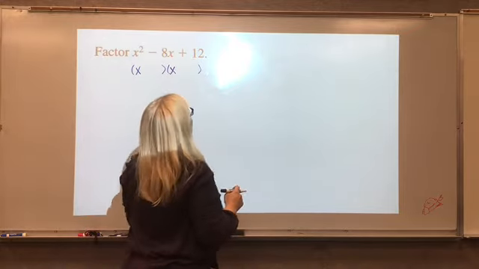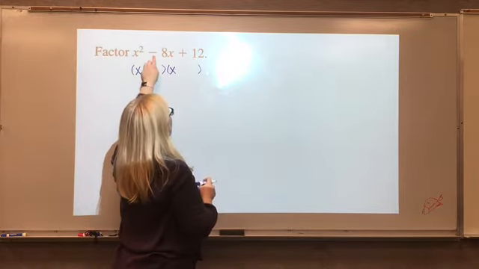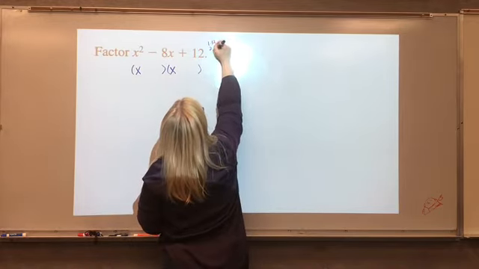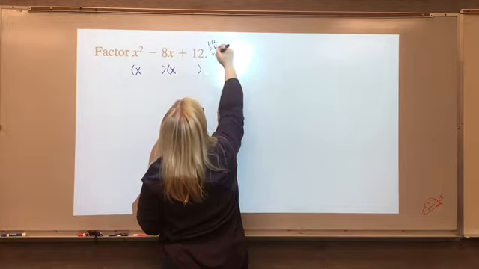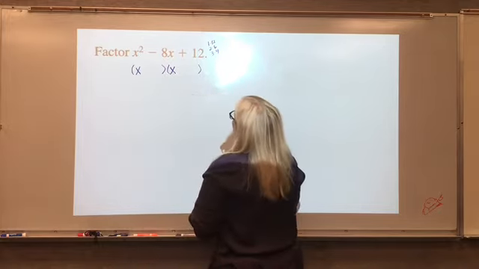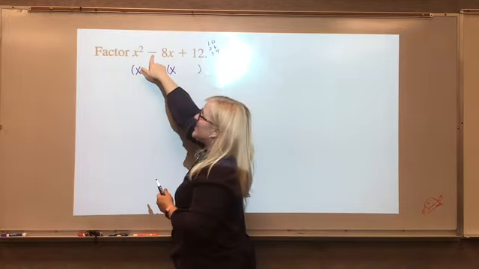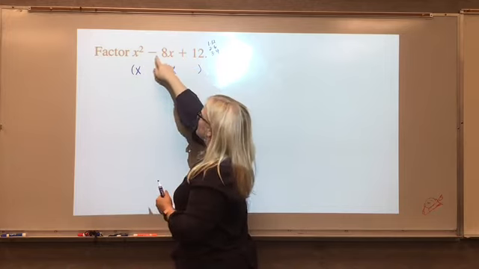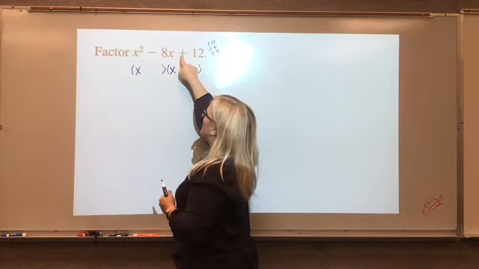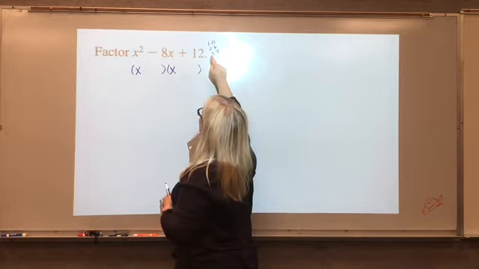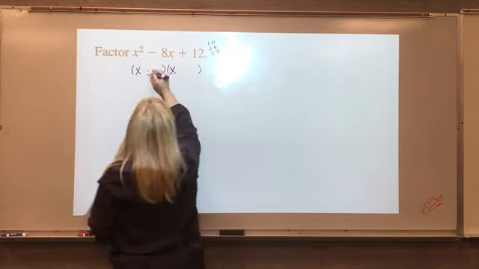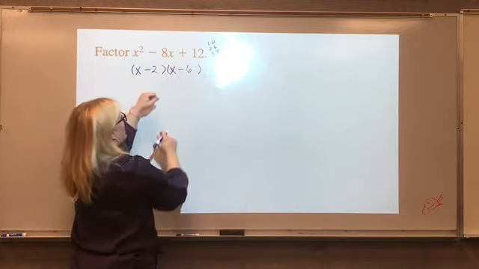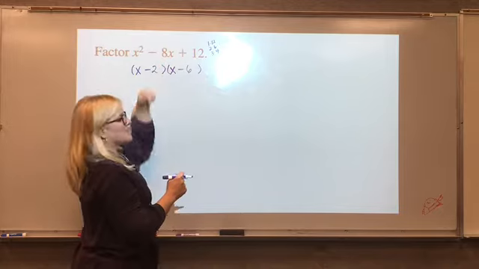Okay, 12. Now I have a negative here, but let's do this. Let's do 1 times 12, 2 times 6, we've got 3 times 4, that's it. And I want to know what multiplies to give me negative 8. Well, this is a positive, this is a negative, so this is going to be negative 2 times negative 6, because a negative times a negative gives me a positive. And negative 2 plus negative 6 is negative 8.